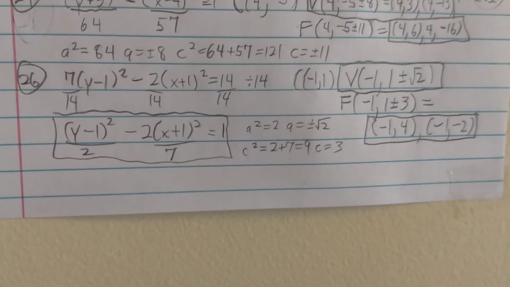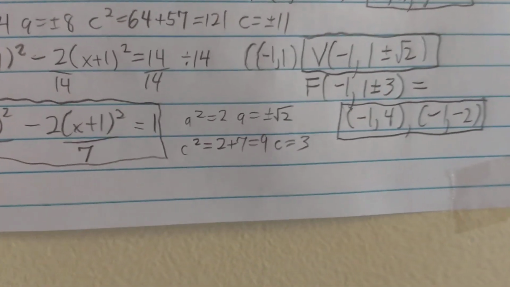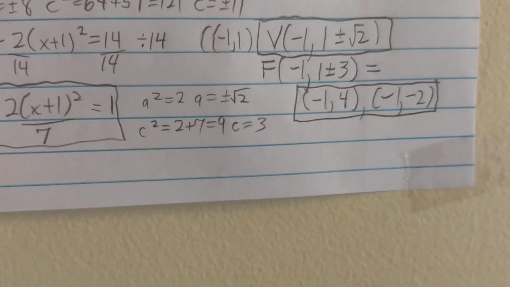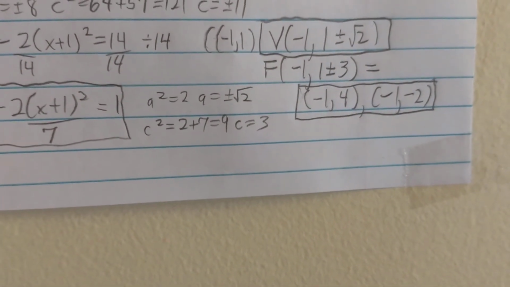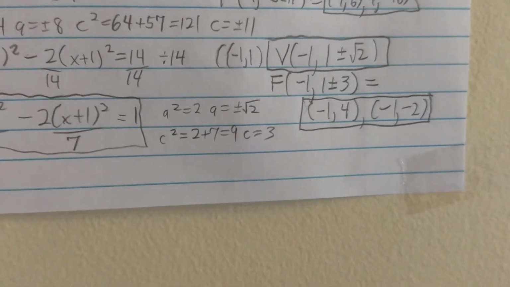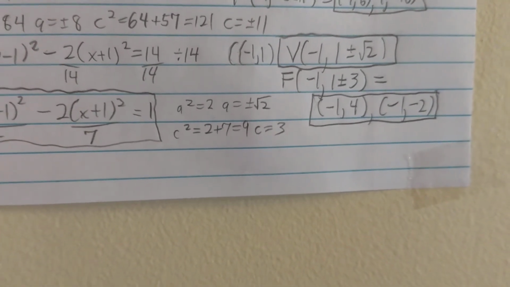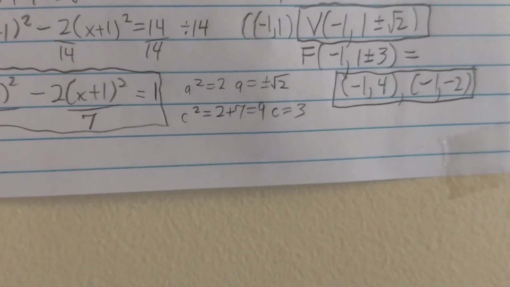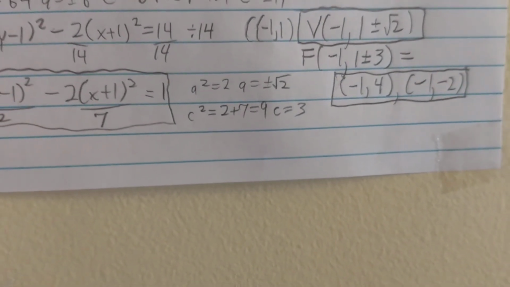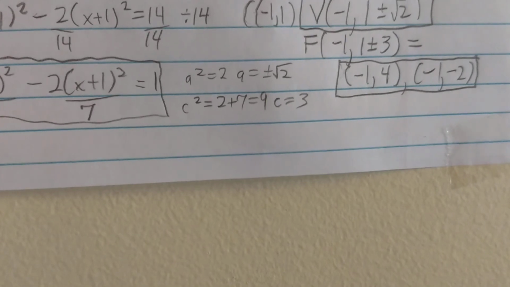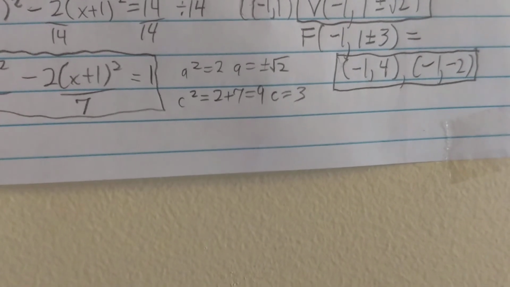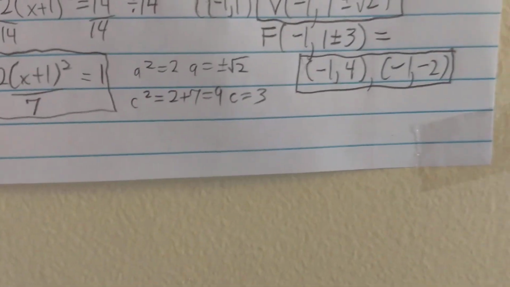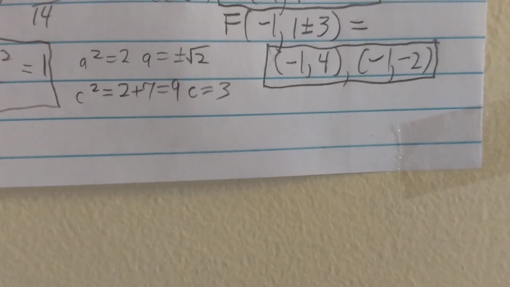So here we have, the center is (-1, 1), so that gives us vertices in the y direction of (-1, 1 plus or minus square root of 2), and foci of (-1, 1 plus or minus 3). So subtracting, it's (-1, -2), and adding it's (-1, 4), for the foci points.